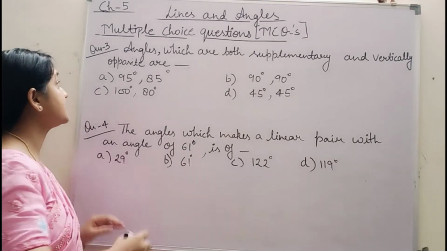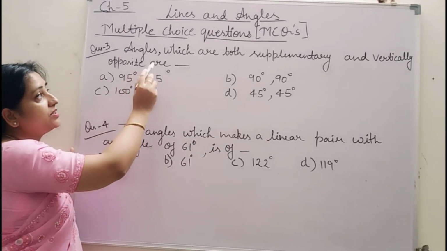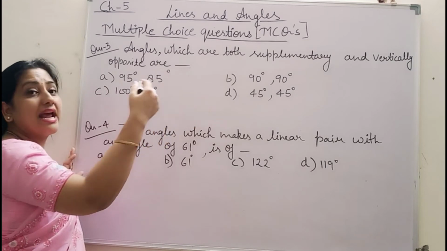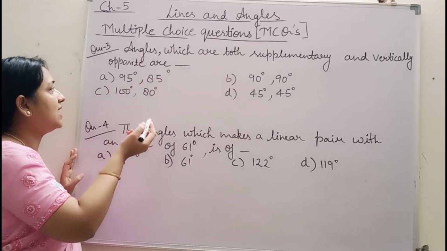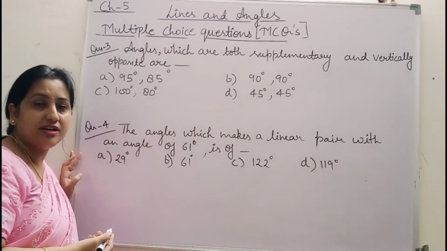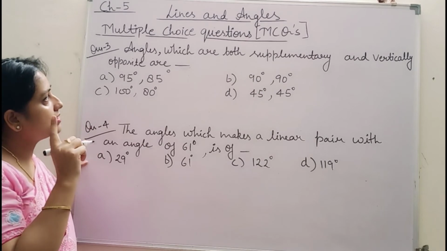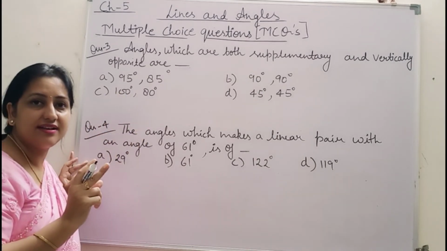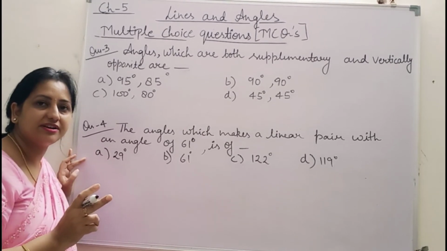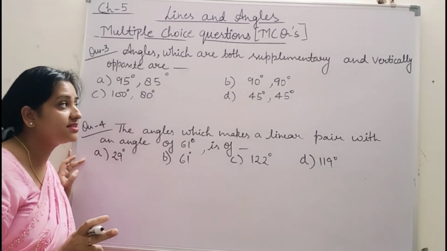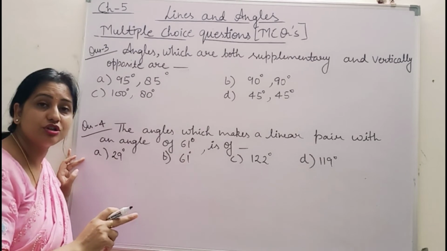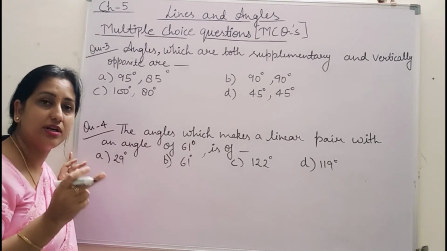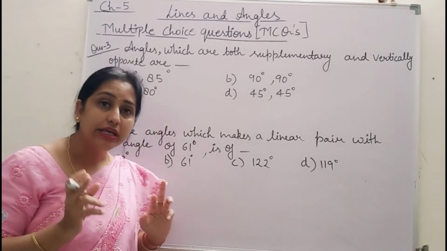Next is question number 3. Angles which are both supplementary and vertically opposite are, and 4 options are given. First of all, make it clear: supplementary angles. The angles are said to be supplementary if their sum is 180 degree, and vertically opposite also. Two conditions are there. Vertically opposite angles are equal.